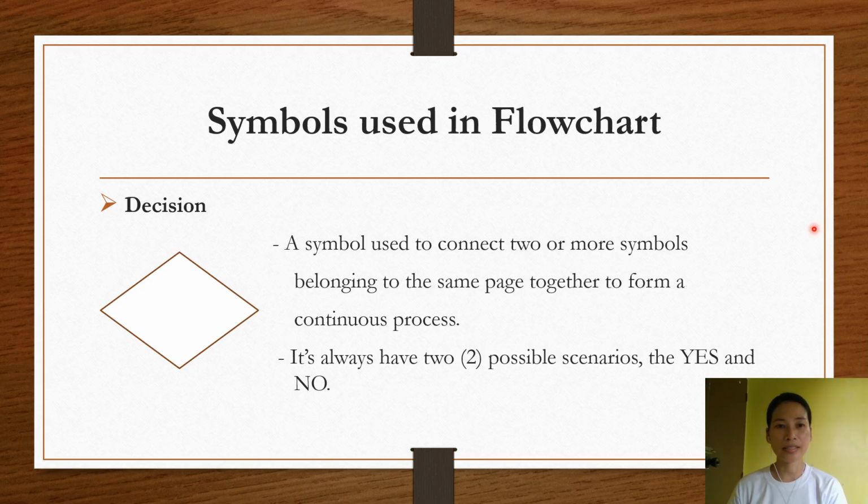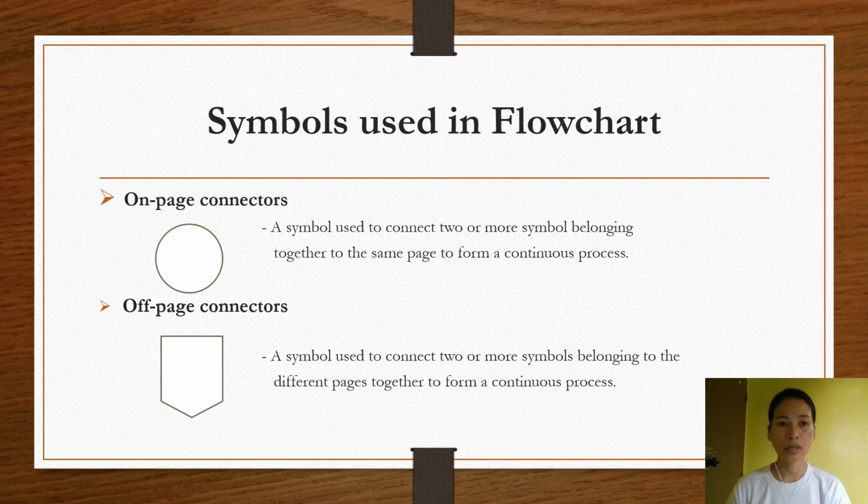Next is decision. It always has two possible scenarios, the yes and no. Next is on-page. These are the on-page connectors, a symbol used to connect two or more symbols belonging to the same page together to form a continuous process.